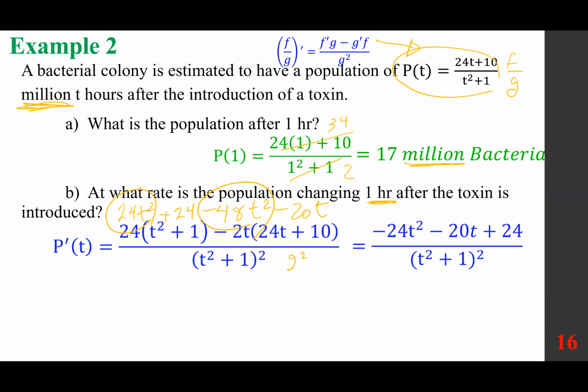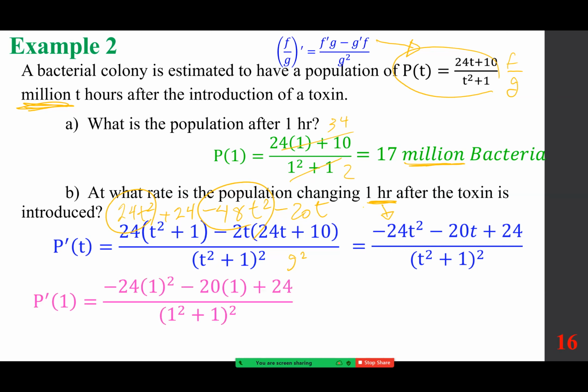And now we want it after 1 hour. We're going to plug in. So we want p prime of 1. 1 squared is 1 times 24 minus 24 because we have a negative sign. Minus 20 plus 24. Clearly these two cancel each other. This is 1 squared, 1 plus 1 is 2, 2 squared is 4. So minus 20 over 4 is negative 5.